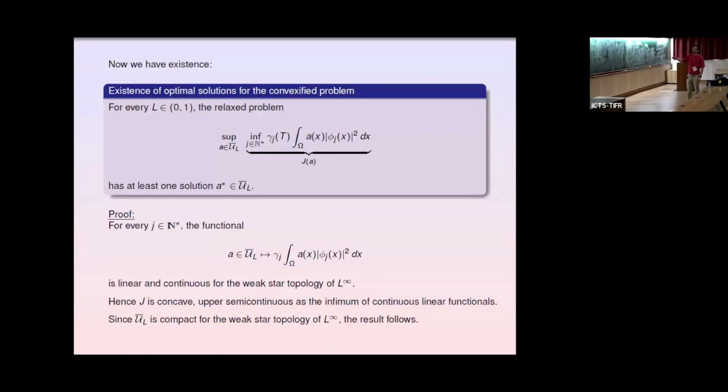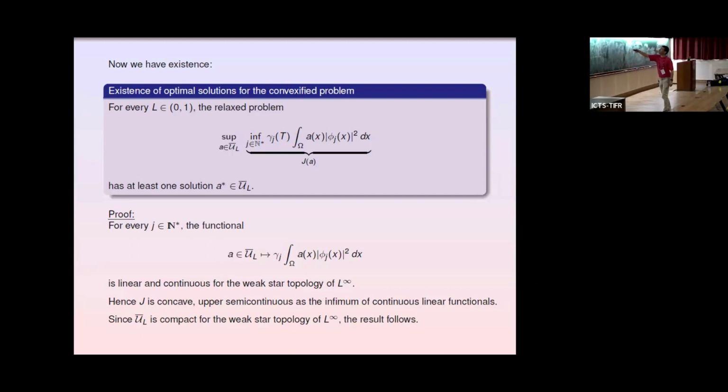It is not difficult, of course, now to see that this relaxed problem has at least one solution, that is denoted by A star. How do you prove that? It's very easy now, because for each j, the functional gamma j times the integral of A phi j squared is, of course, linear and continuous.